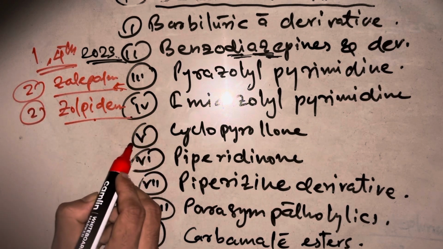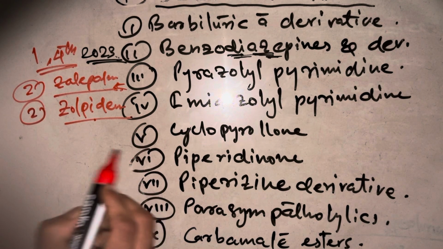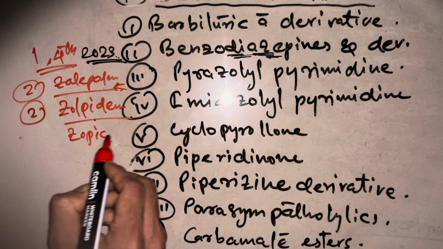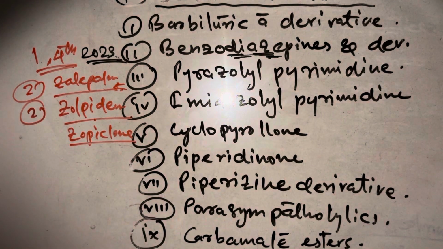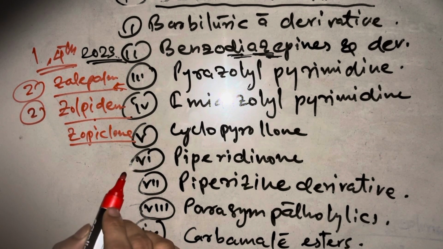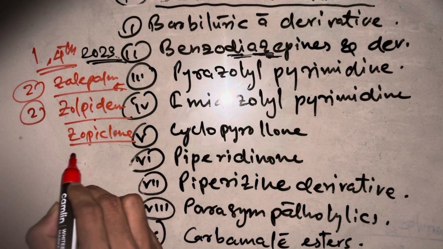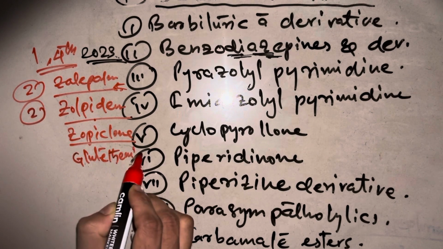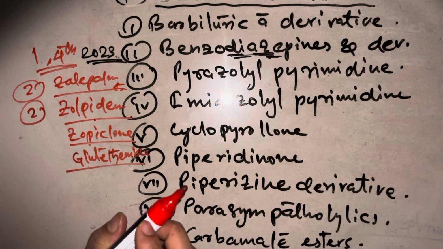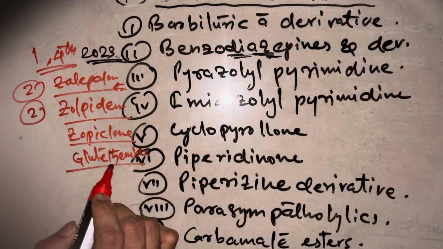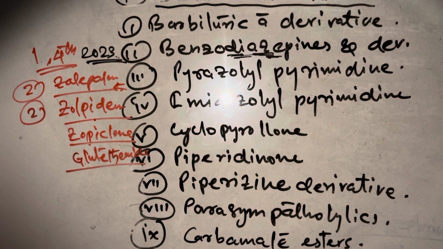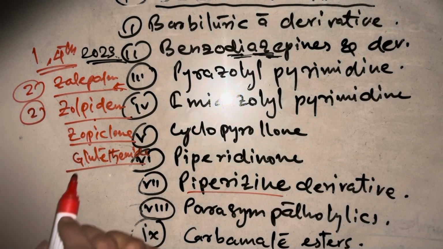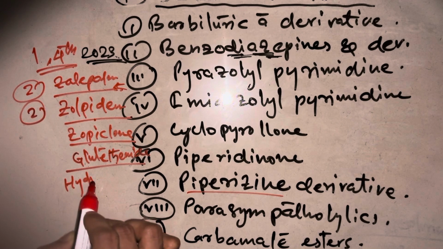Okay. Next, class 5, that is cyclopyrrolone. Example will be zopiclone. And class 6 is piperidinone, and the example for piperidinone will be glutethimide. In this, the ring will be piperidine, having the functional group ketone. Next, class 7, that is piperazine derivative. In piperazine derivative, the example will be hydroxyzine.